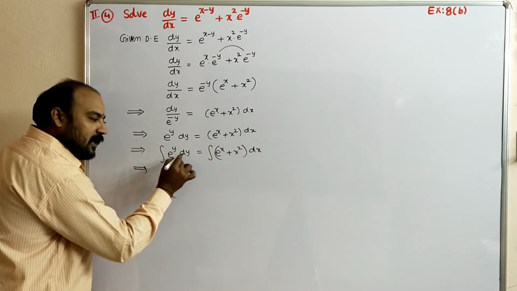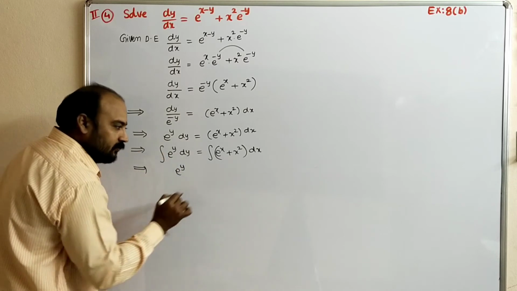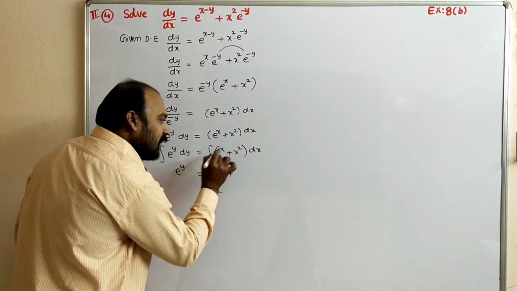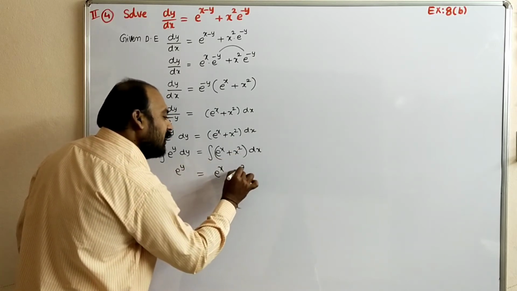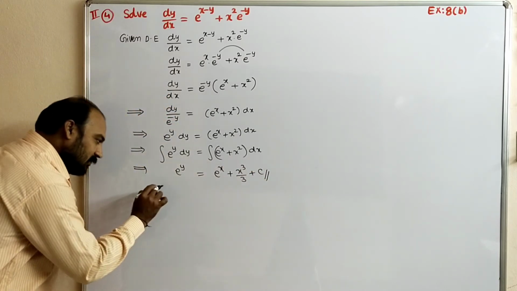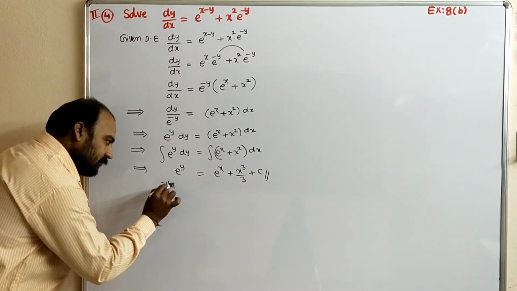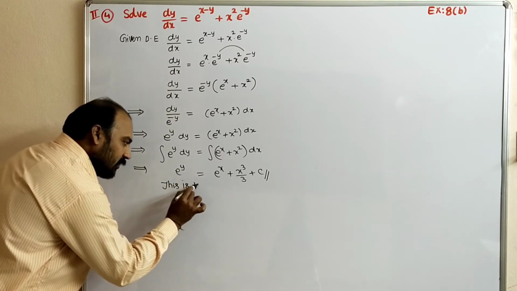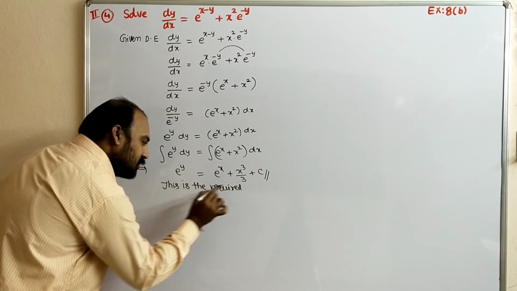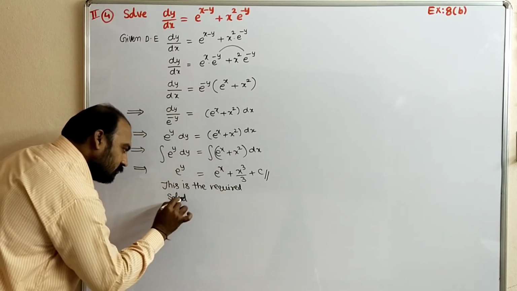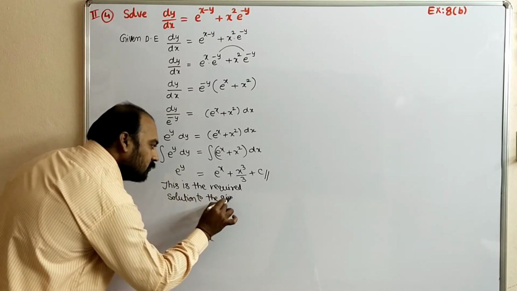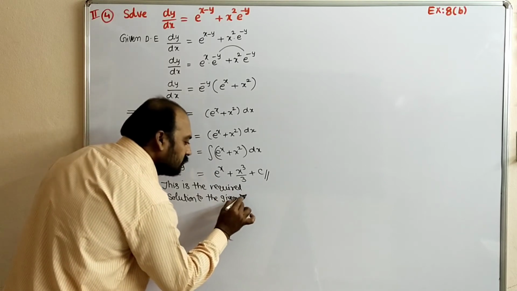That implies integral e power y dy is e power y, equal to integral e power x dx, e power x, plus integral x square dx, x cube by 3, plus c. Each and every term we are integrating. This is the required solution to the given differential equation.